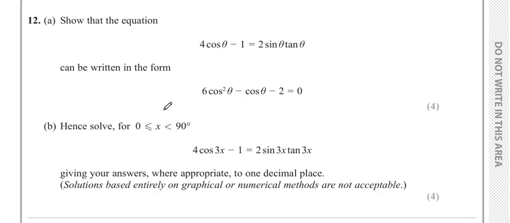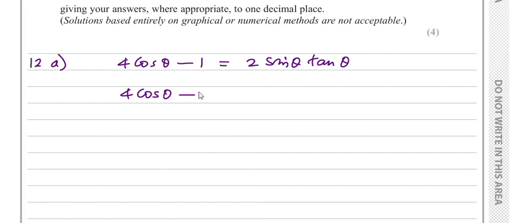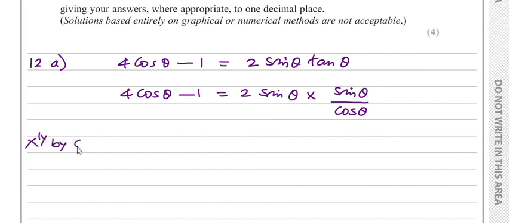So let's write out the first equation, 12a. So the equation is 4 cos theta minus 1 is equal to 2 sin theta tan theta. Okay, so we finally should get an equation in cos square theta, right? So please focus on how to remove the sin theta and tan theta. So first let's write 4 cos theta minus 1 is equal to 2 sin theta times tan theta, which can be written as sin theta over cos theta. Okay, now multiply everything by cos theta.